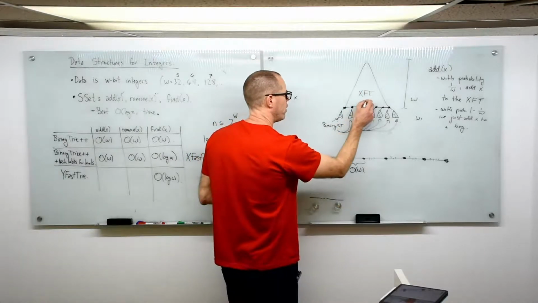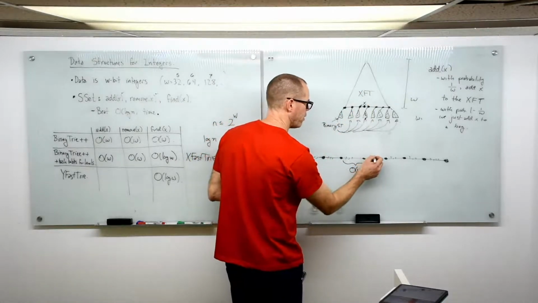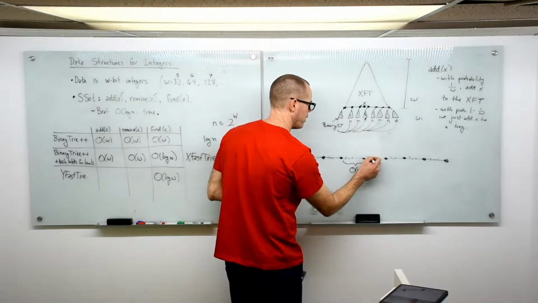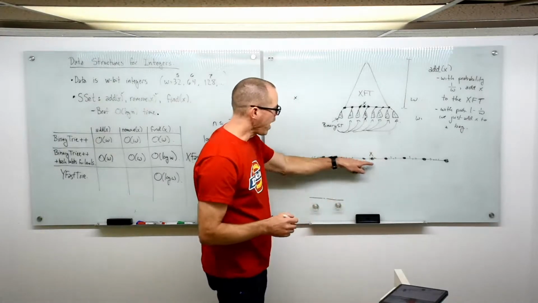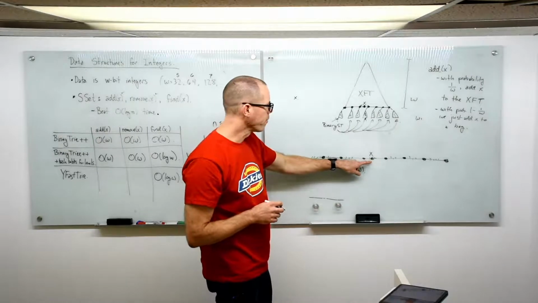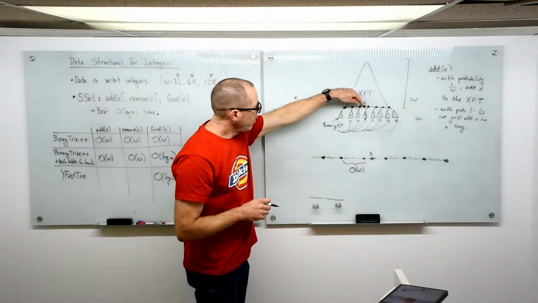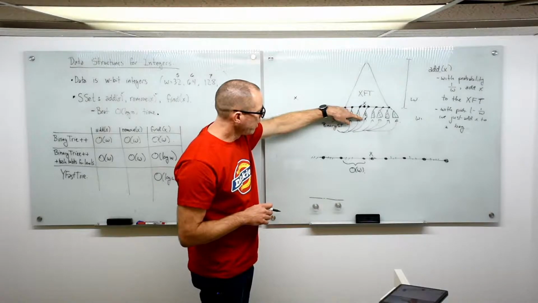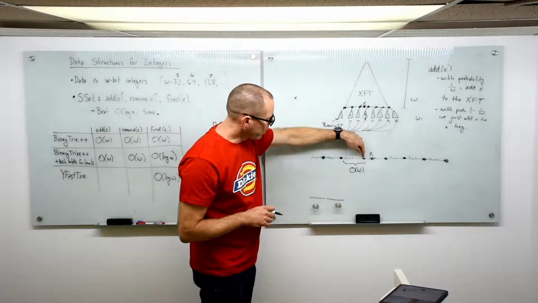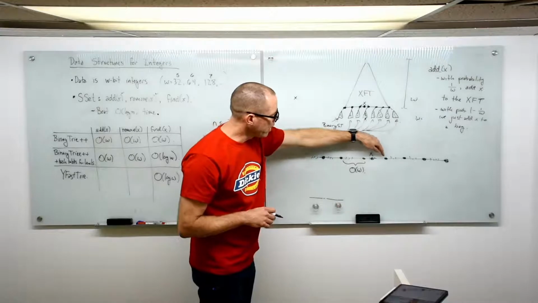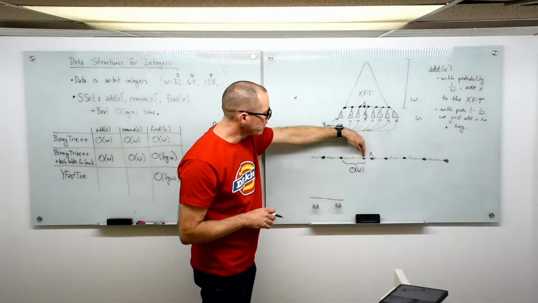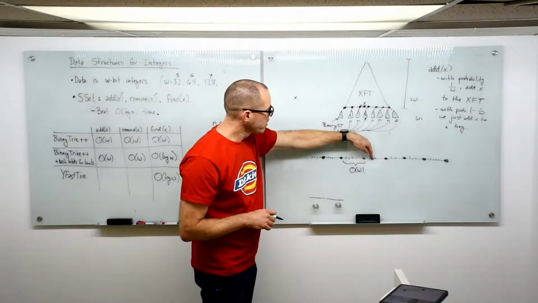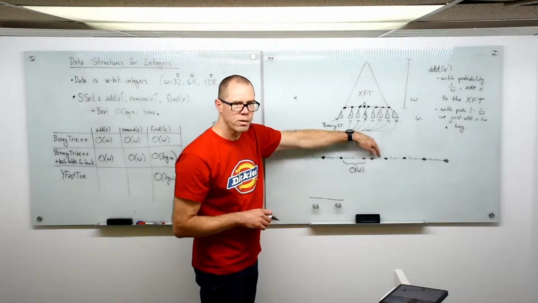So that looks something like this. New x is going to go into the number line here, which means we also need to split this bag. There used to be a bag that contained all the elements between these two, and now I'm adding x, so that bag needs to get split into 2.